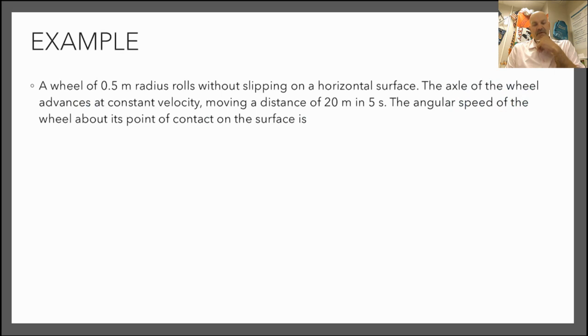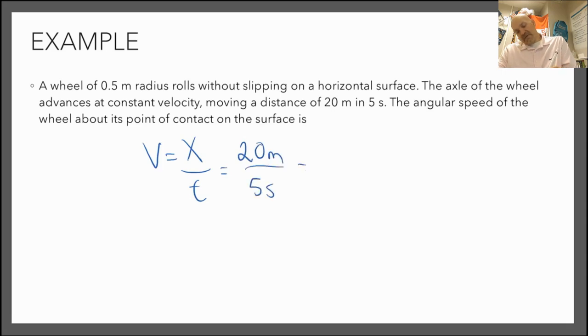All right, so let's look at an example problem. We have a wheel of radius 0.5 meters that rolls without slipping on a horizontal surface. The axle of the wheel advances at constant velocity, moving a distance of 20 meters in 5 seconds. The angular speed of the wheel about its point of contact on the surface is... So first thing we do, how fast is it moving linearly? We do 20 meters over 5 seconds. That's 4 meters per second.